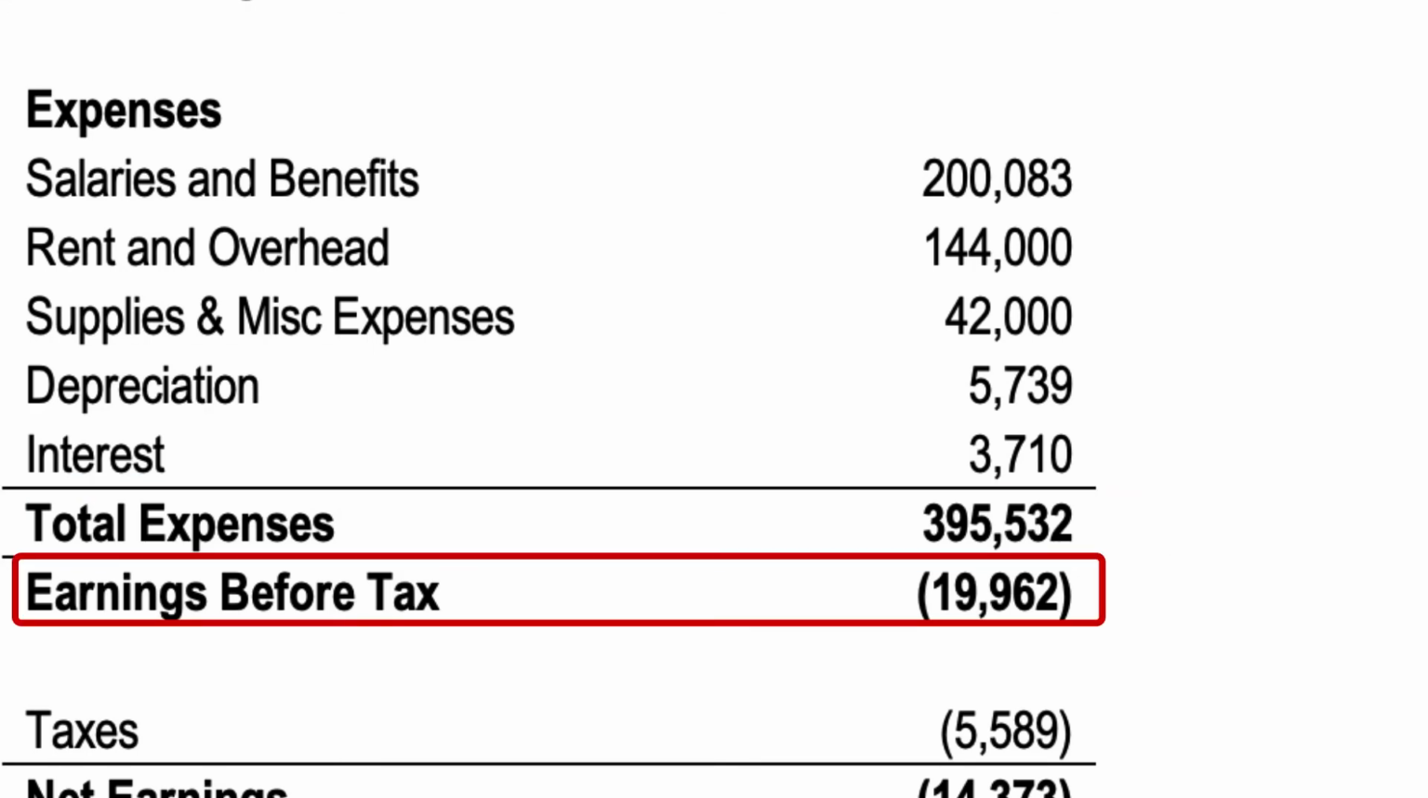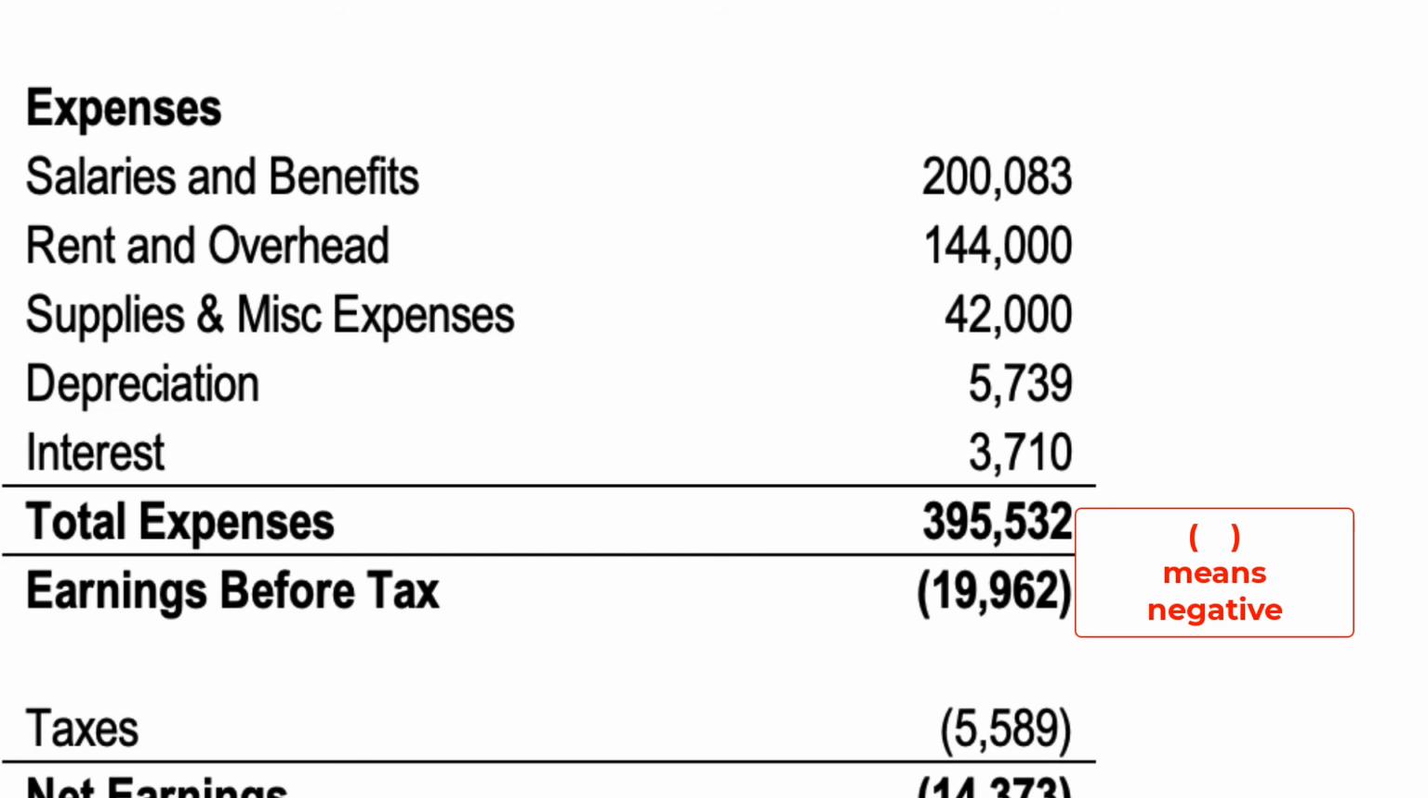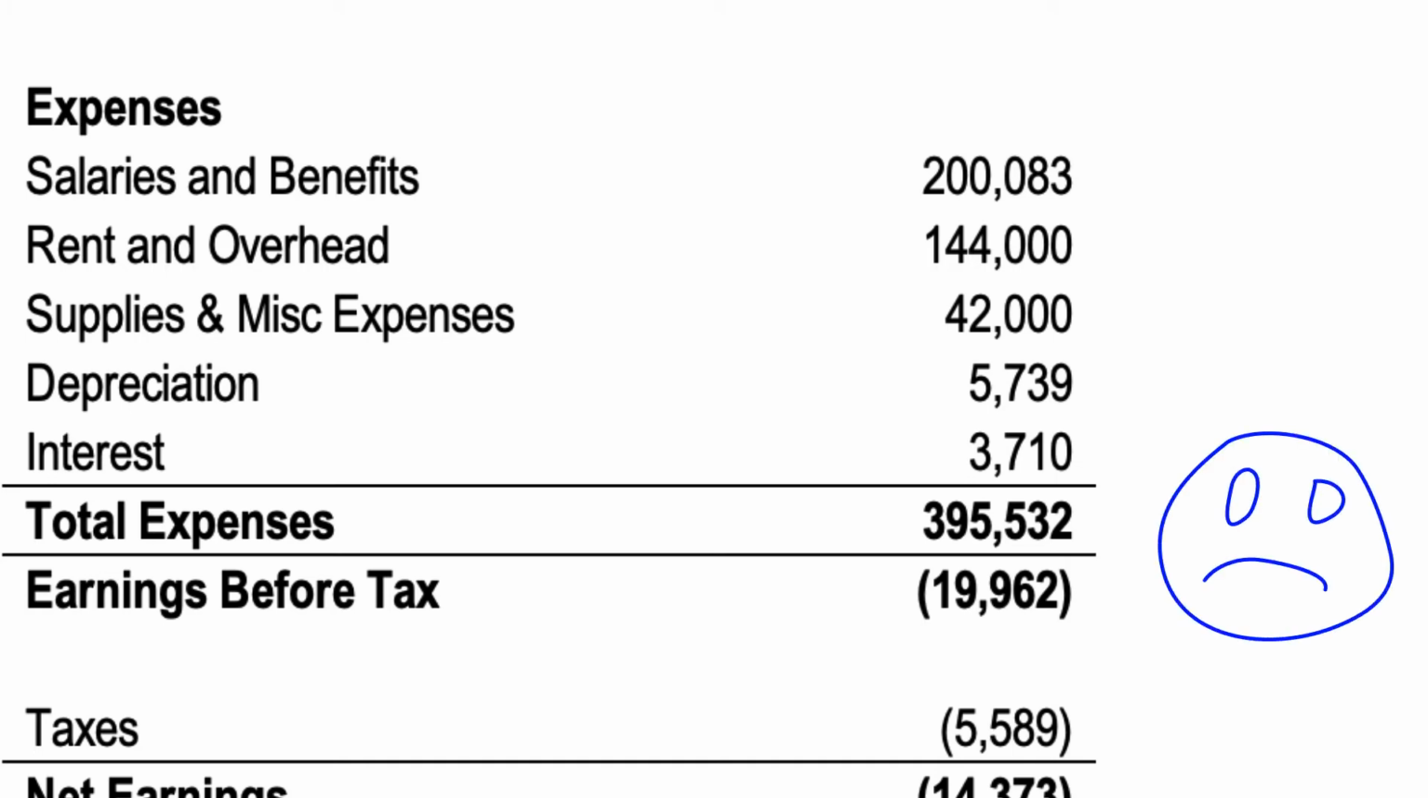The line earnings before tax is a subtotal of all the activity above it, including the gross profit. In this case, you see $19,962, and it is inside of brackets. The brackets are the accounting way to show this is a negative number. And in case you didn't know, having negative earnings before tax is a bad thing. That is not what you were hoping for.